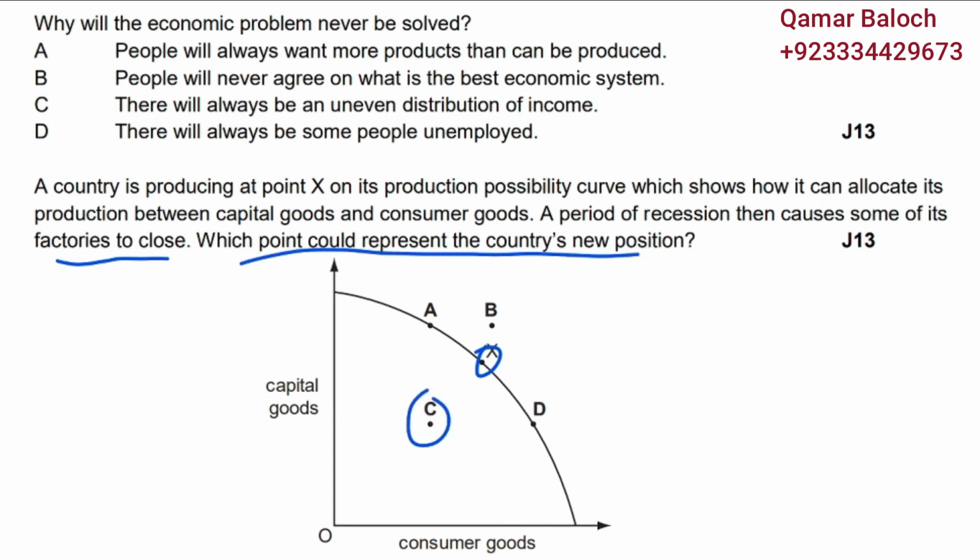Option C will be the new option because a point inside the PPC shows unemployment of resources. So when factories are closed down, it will cause unemployment of the resources. It may be unemployment of workers, machinery, technology, tools, and other resources.